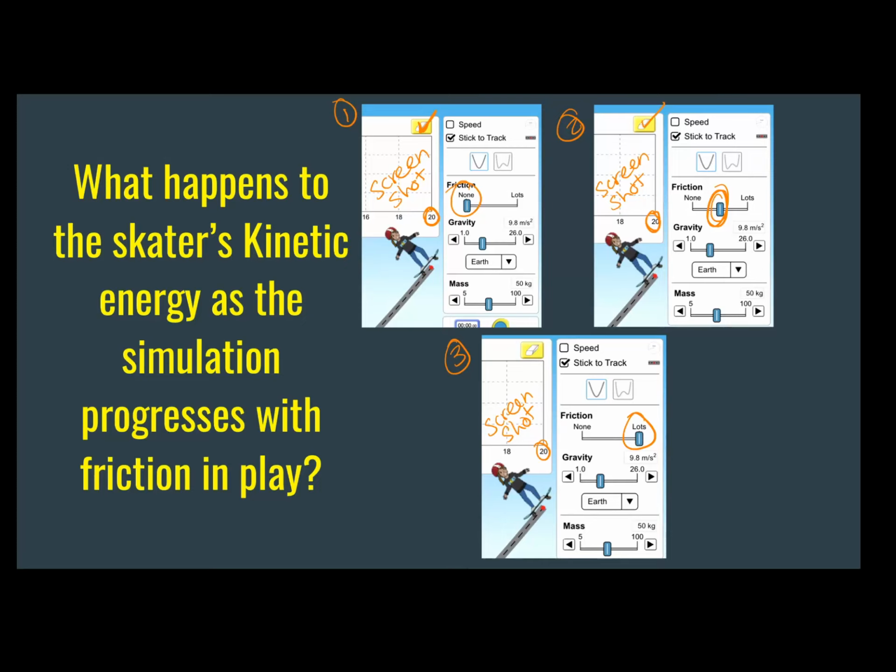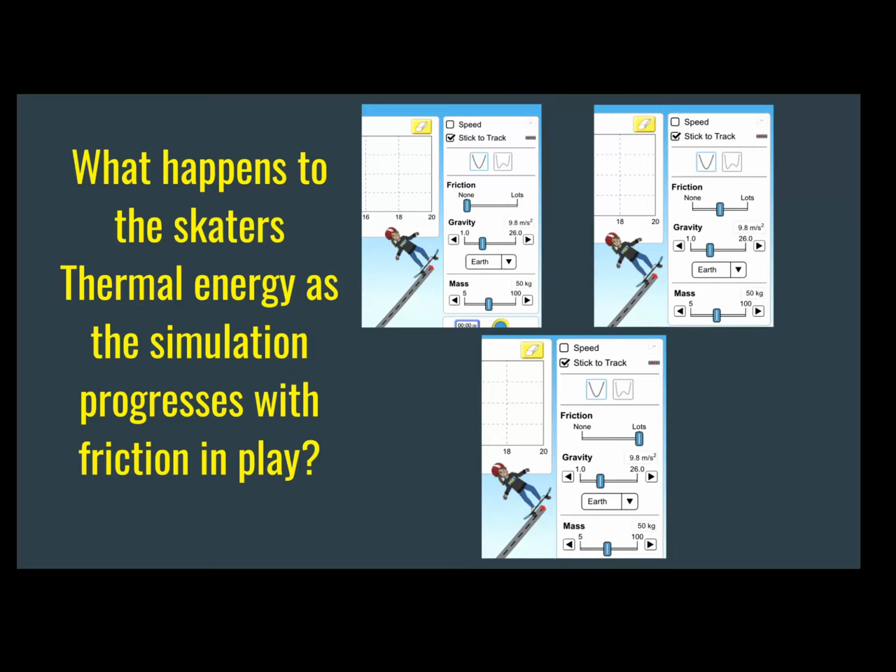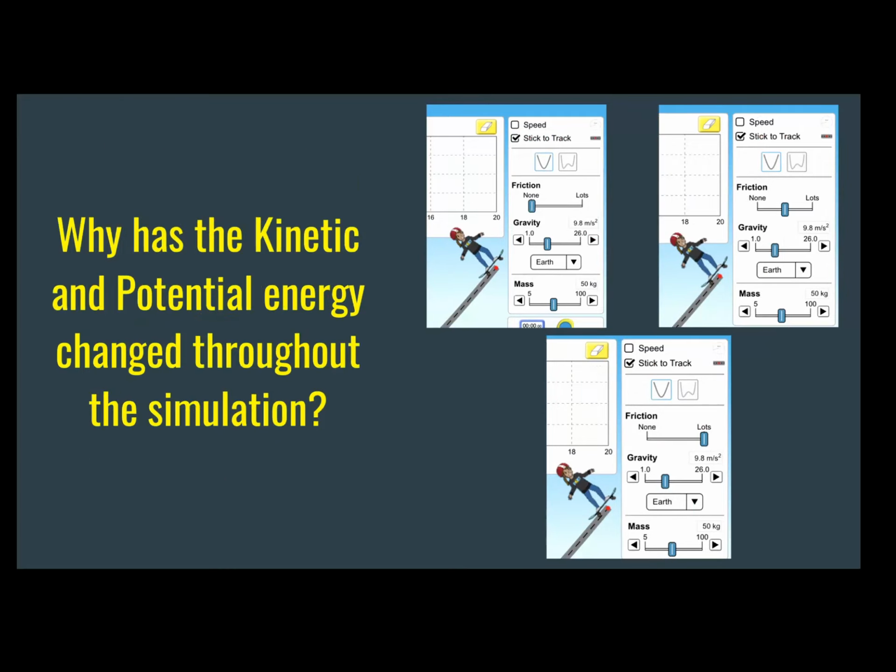So the question is, what happens to their kinetic energy? Then what happened to their thermal energy as you increase the friction? Last question. Why has the kinetic and potential energy changed throughout the simulation? You'll notice when you look at your graphs that the amount of kinetic and potential energy changes, but the total amount doesn't. You need to actually talk to me about what has happened and why they're changing throughout the simulation.